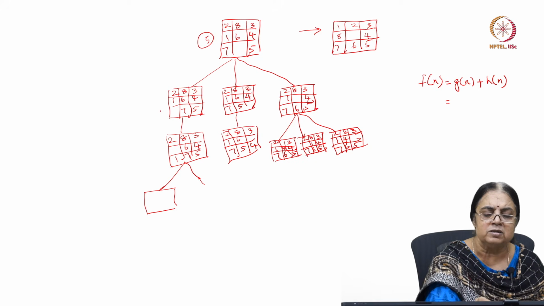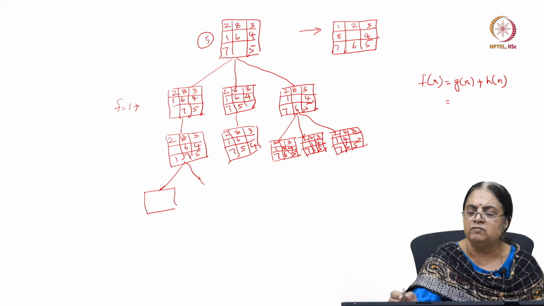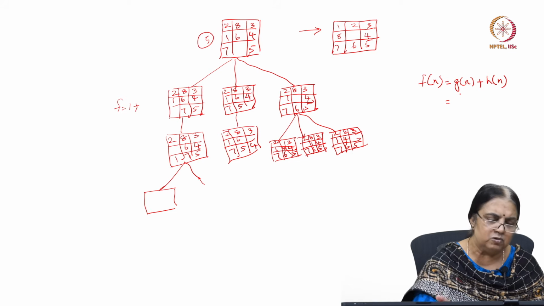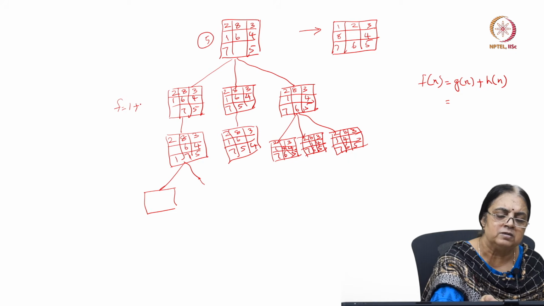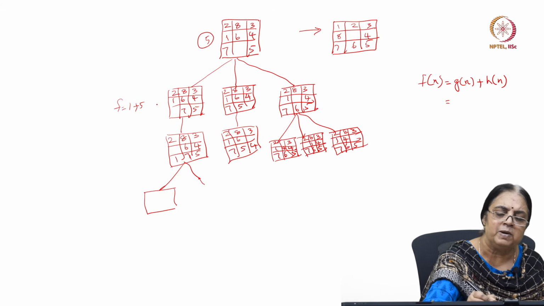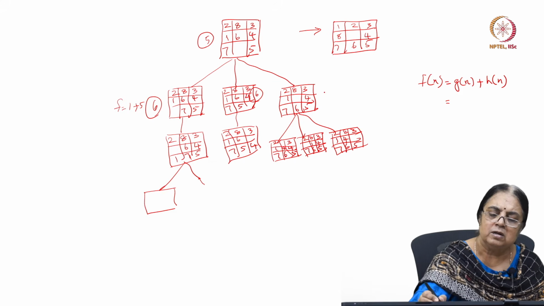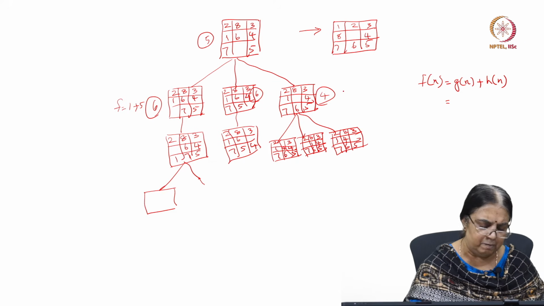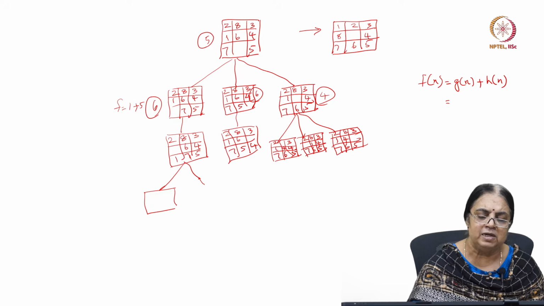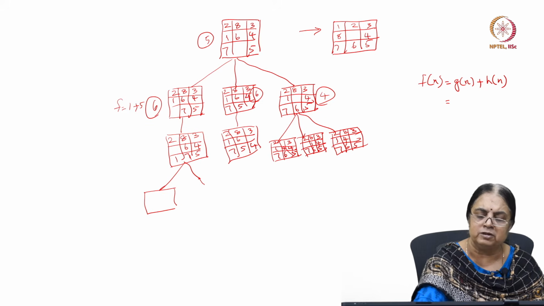Then if we come to this, the f value will be equal to 1 plus the number of misplaced tiles, because 1 is for g of n, right. So this has a value of 5, okay. So if we actually expand and put the values, you are going to get 6 here, 6 here and 4 here, okay. Now obviously you will choose the one with the lower cost value. So you are choosing this and you are going to expand this and you are not going to expand these.